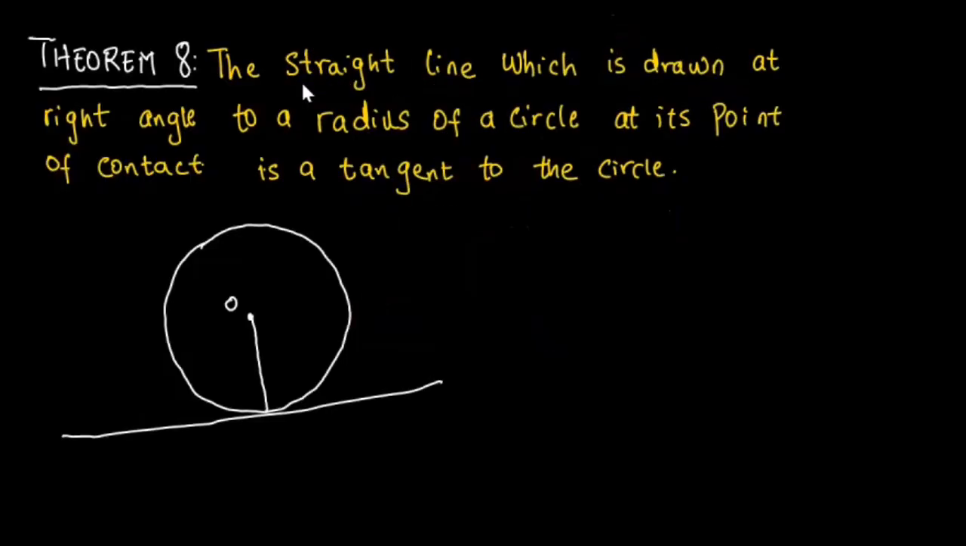So theorem 8 states that the straight line which is drawn at right angle to a radius of a circle at its point of contact is a tangent to the circle. Now, what was this straight line? This is the straight line we are talking about, AB. And we know that any straight line that is outside the circle that touches the circumference, we rightly call that line a tangent. But now let's go back to this theorem.